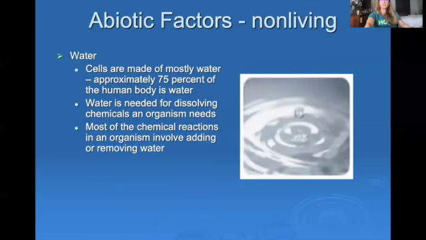Water is another abiotic factor here. You are mostly water, so humans are about 75% water, which means if I were to murder you and dehydrate you, you would weigh 75% less. Water is needed for almost every chemical reaction in your body, so every chemical reaction is either adding water or subtracting water.